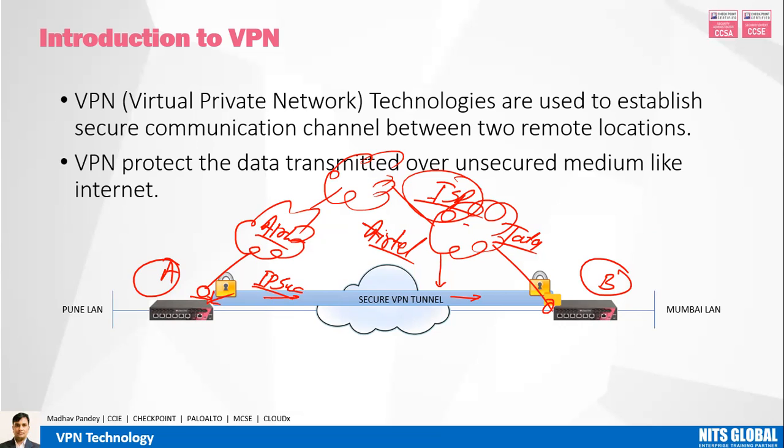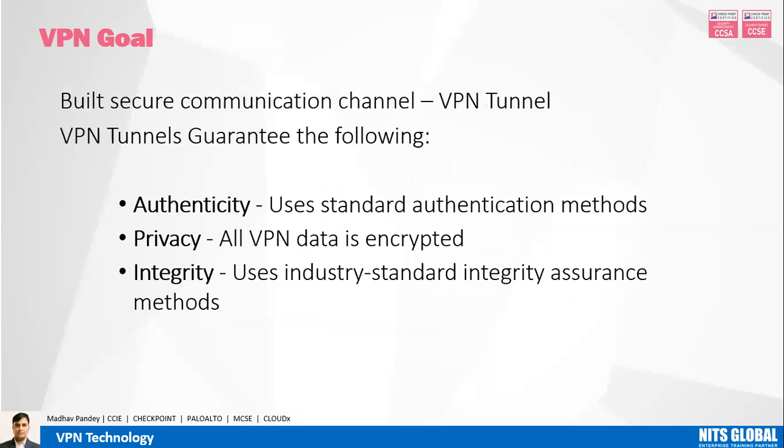All right, now when we especially talk about VPN, that entire VPN operation is handled by certain different protocols and mechanisms. So what is the goal of VPN actually? VPN builds a secure communication channel. The VPN's primary goal is to create a secure communication channel between two entities over the WAN network.